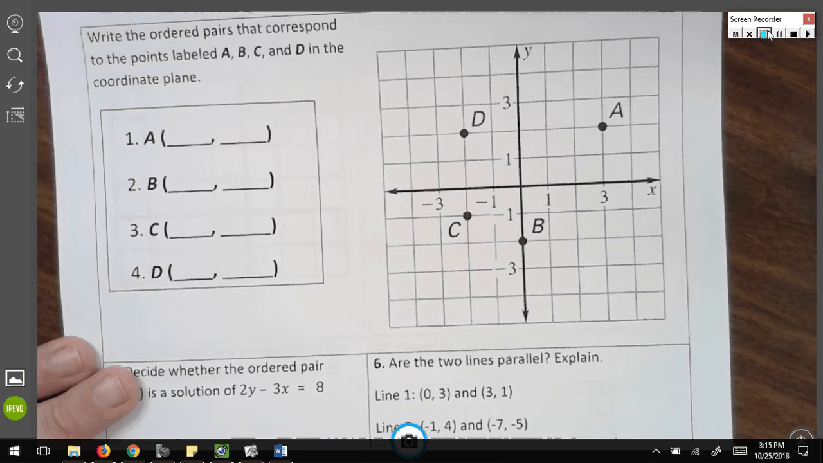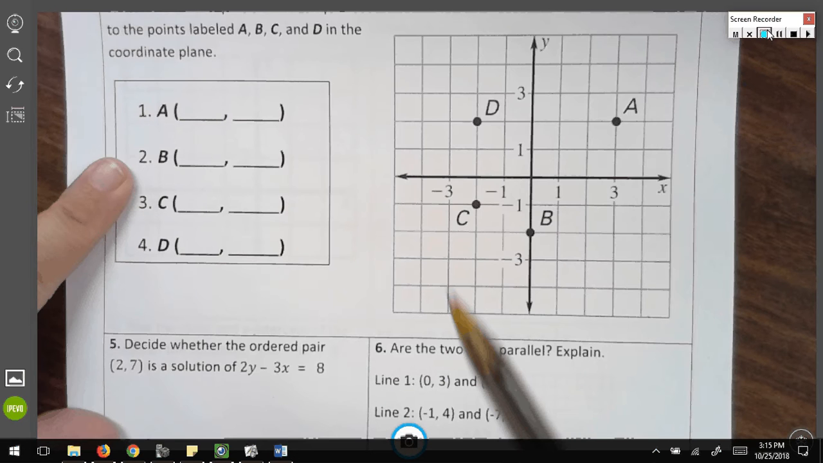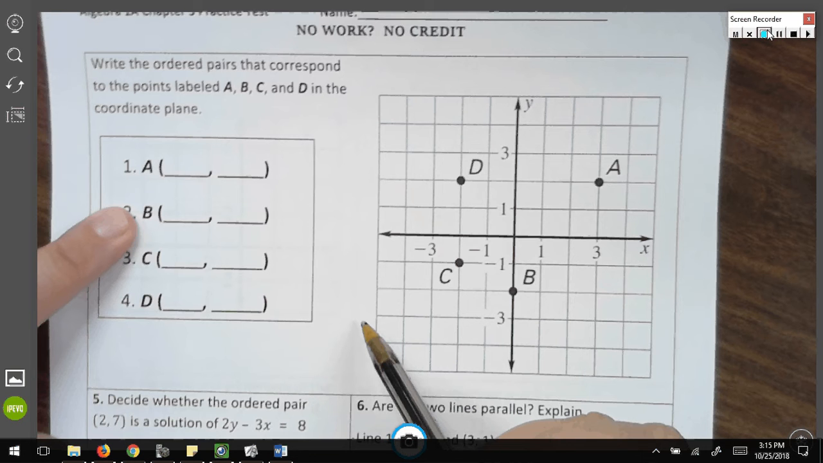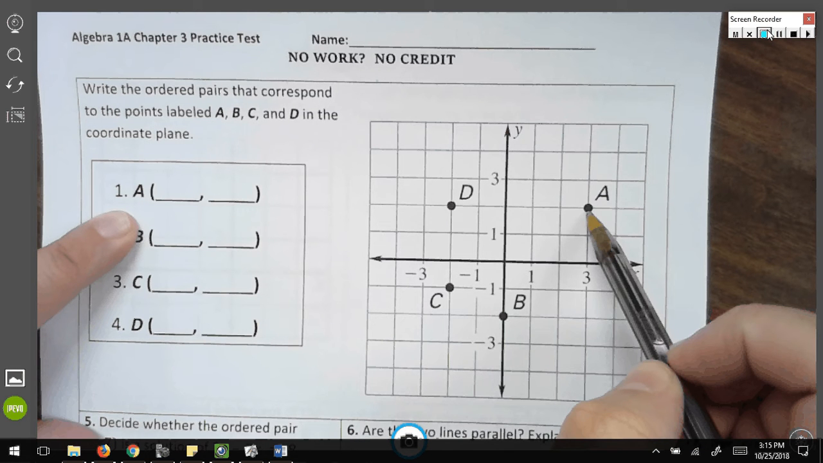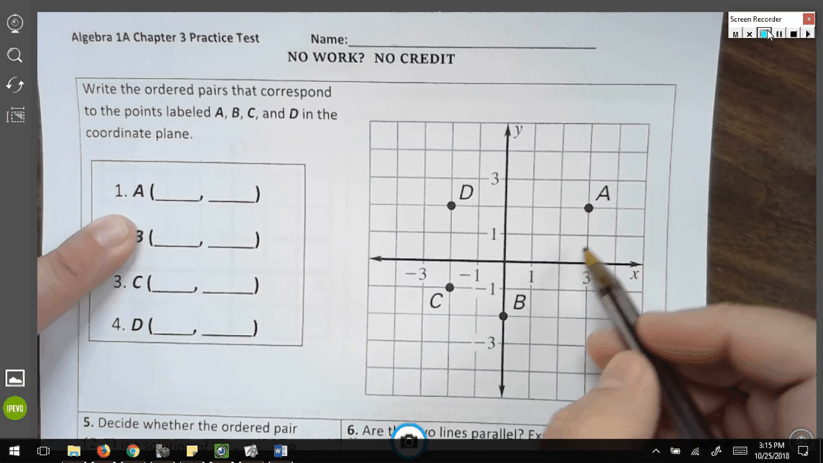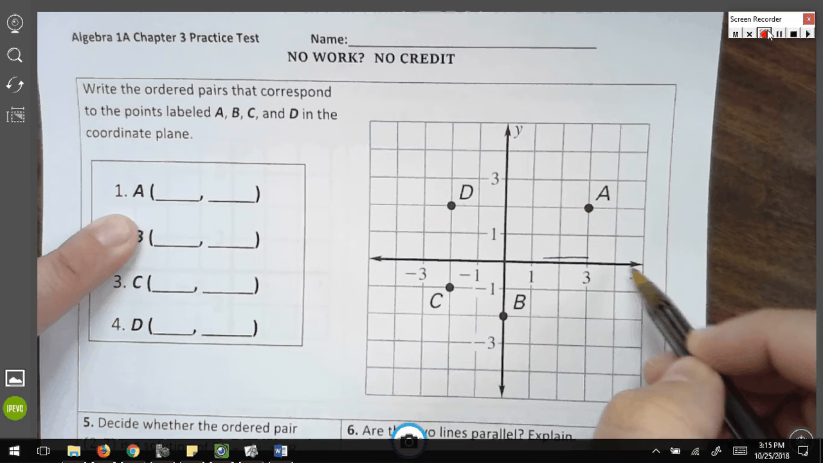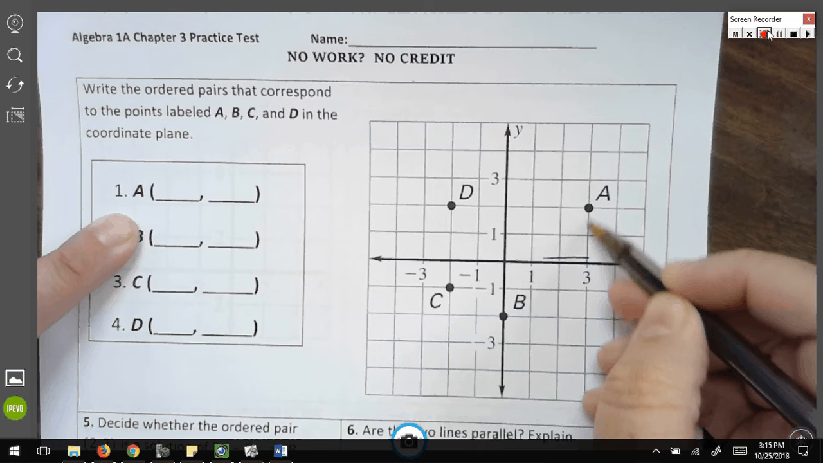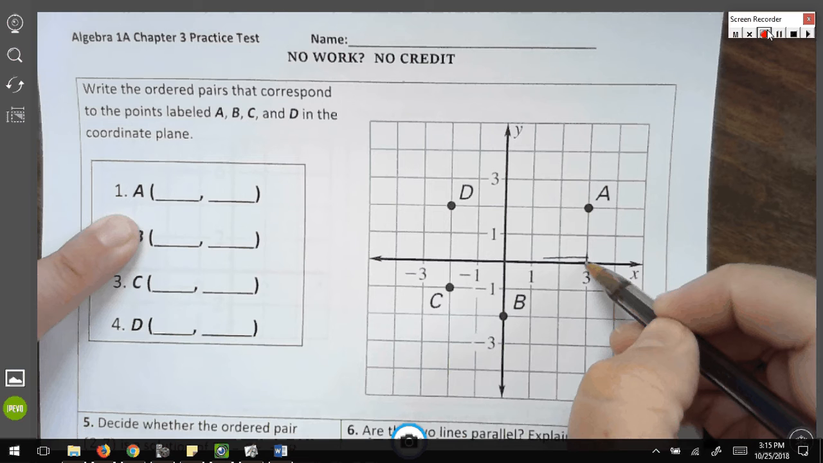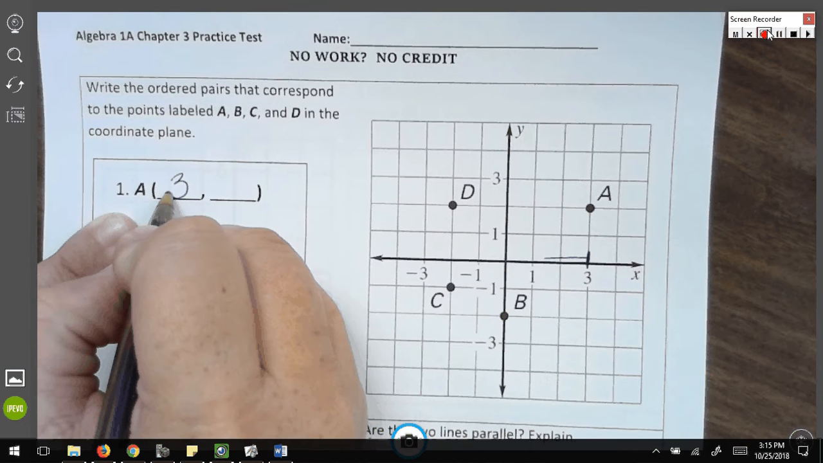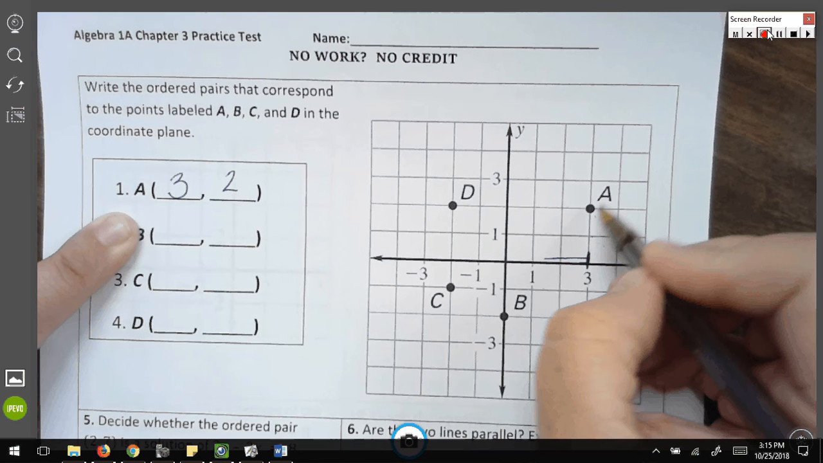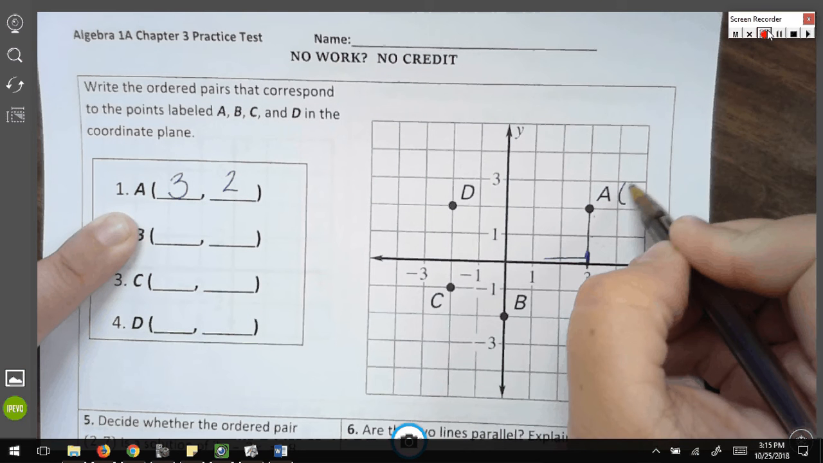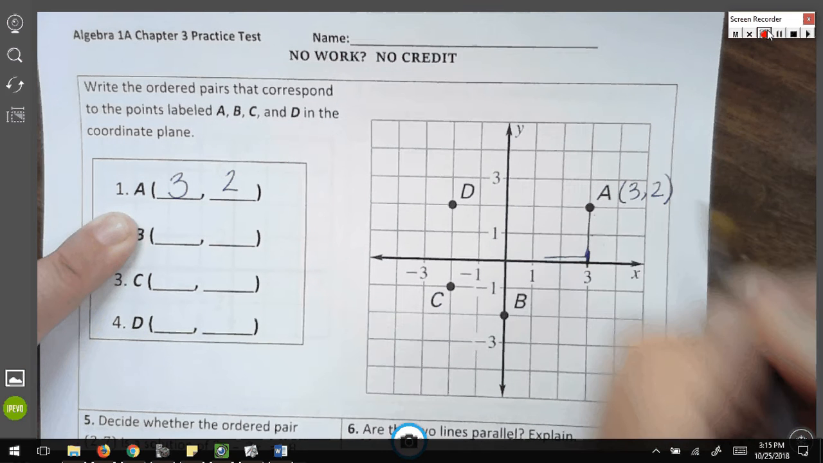Okay, so let's work through this together. The first question is asking for the coordinates of A. So I find A, and remember coordinates are written as X, Y. I want to say how many do I go over, and then how many do I go up or down. So I go over 3, so that's my X coordinate, and then I go up 2, which is my Y coordinate. So the coordinates of A are 3, 2.